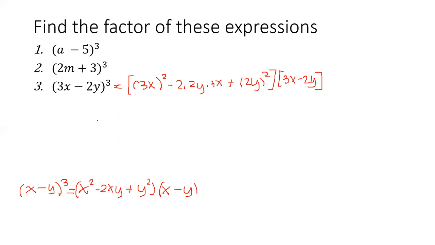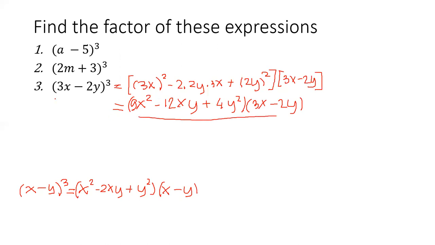Okay, next, (3x)^2 we could write as 9x^2, minus 12xy, plus 4y^2 in brackets, times (3x−2y). Okay, these expressions are the factor of (3x−2y)^3. So, clear? Okay, let's continue.